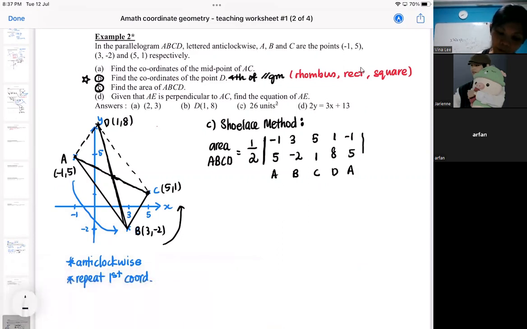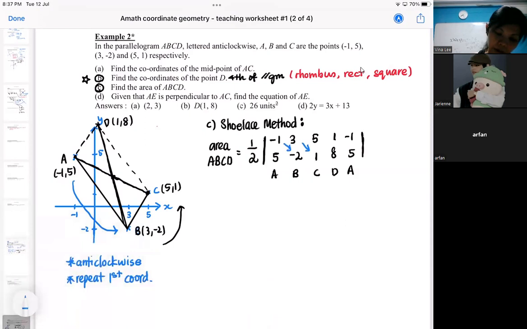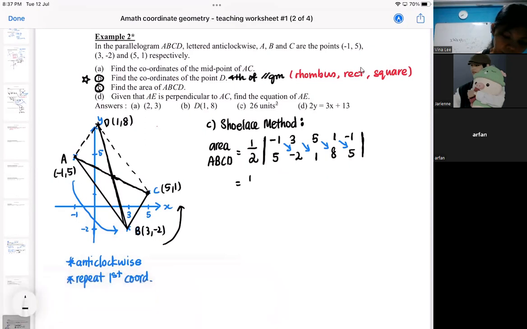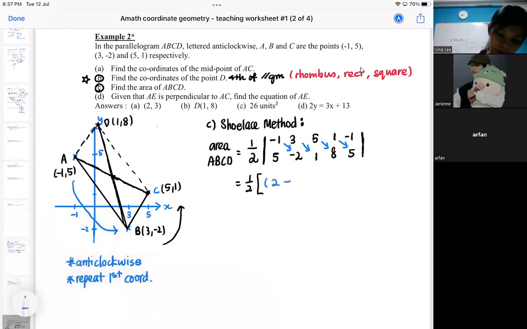So let's create the shoelace. The shoelace is created by going down, down, down, up, up, up. Okay, so we will start with down first. Down, down, down. So each of the arrows represents a multiplication. So let's take a look. The blue arrow is multiplication. So Jaren, you add up all the blue arrows.